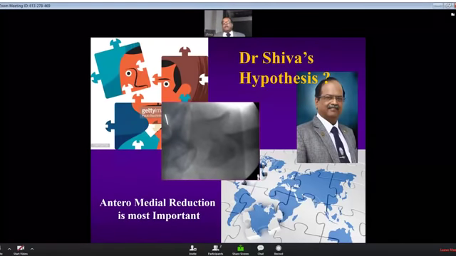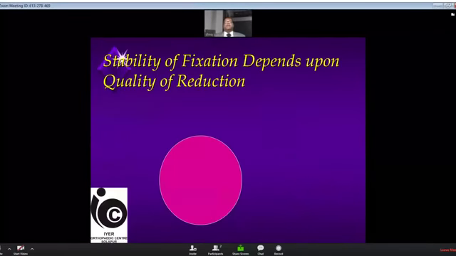So always, what you can see, the thick anterior cortex, you reduce the anteromedial cortex. That is what I call Shiva's hypothesis. We all know the posteromedial comminution, which we have been talking about over the years. Even as a resident, I learned about the posteromedial comminution. But what we are talking about today is anteromedial reduction. What we can see, we can reduce.